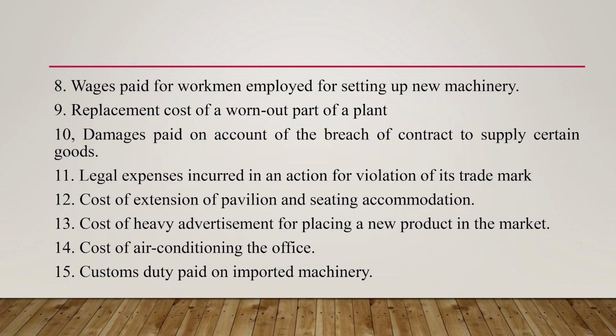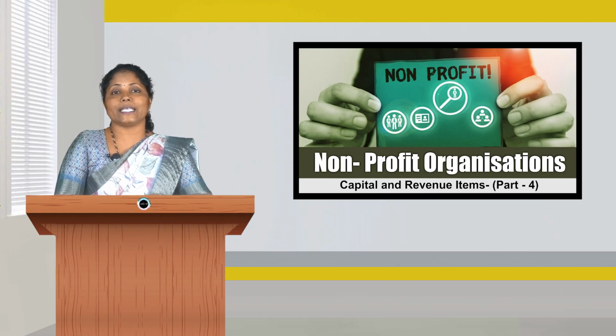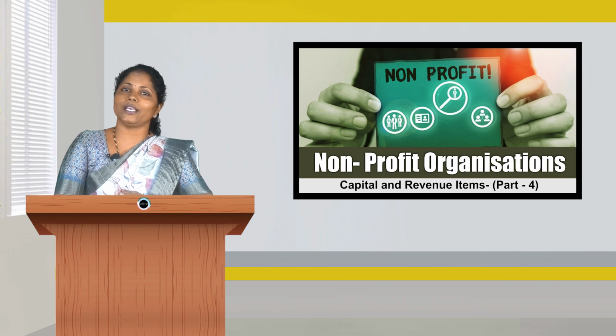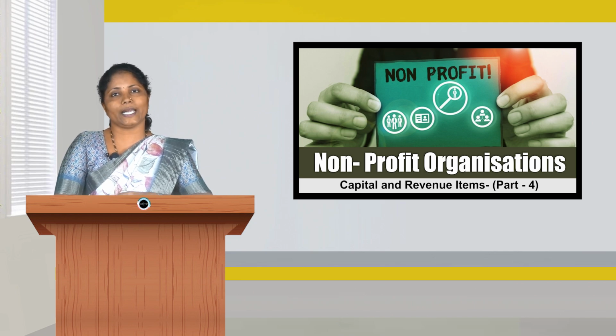The next one, legal expenses incurred in an action for violation of its trademark. Suppose any legal expense incurred for the purchase of any asset can be considered as capital expenditure, but this is against the violation of rules of its trademark, so this is considered as revenue expenditure.